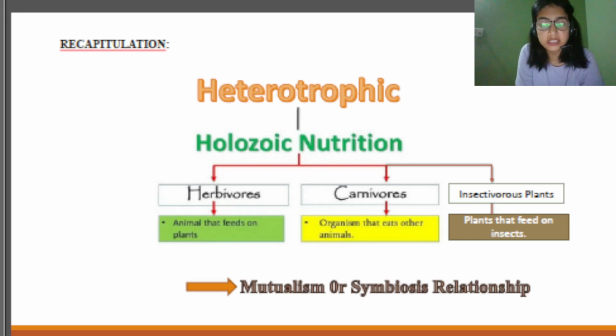I'll be giving you 20 to 30 seconds to think upon all these points and give two examples of these three different types of nutrition, basically herbivores, carnivores, and insectivorous plants. You will be giving two examples of each of these.